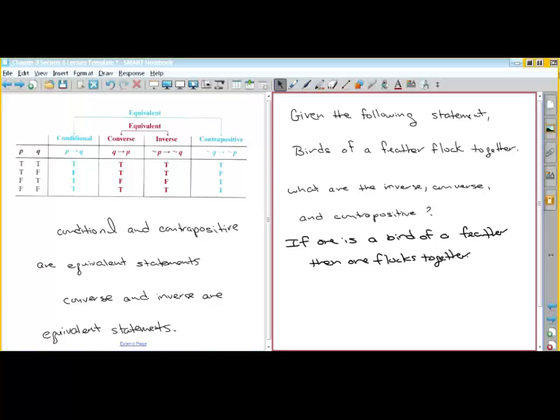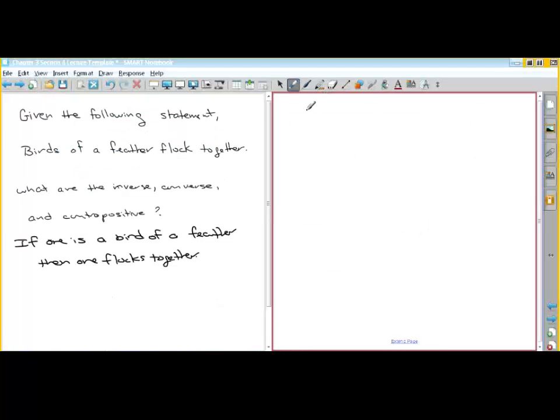So that's the equivalent if-then statement coming from the original statement. Okay, now that we have the if-then statement, we can construct the other statements. So the converse would be, let me write out converse, if one flocks together, so it's kind of what I just talked about with the bird thing. If one flocks together, then one is a bird of a feather.